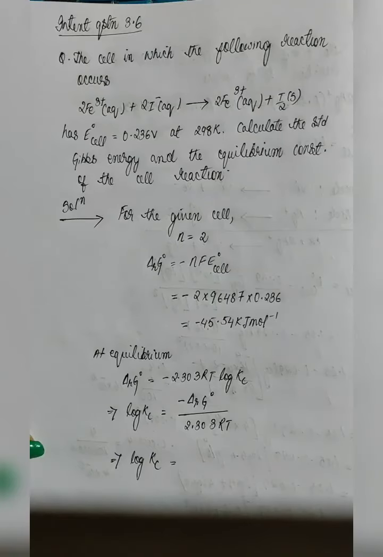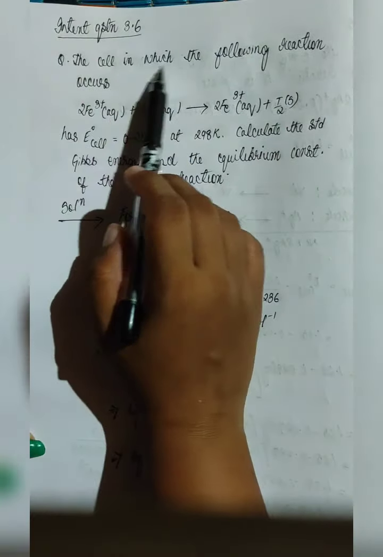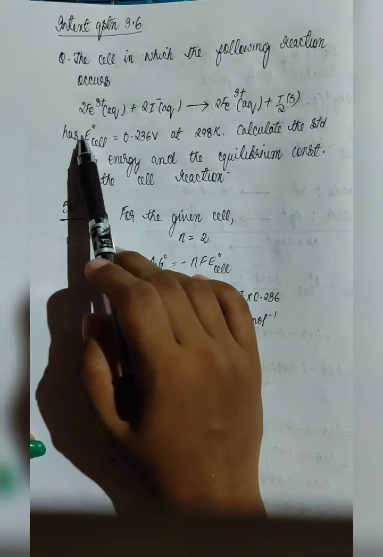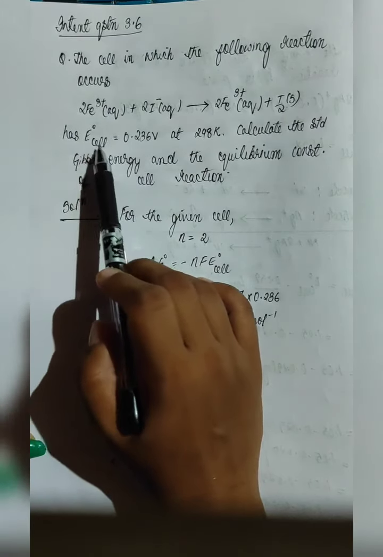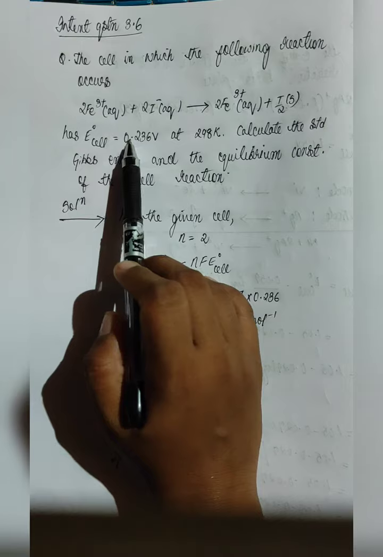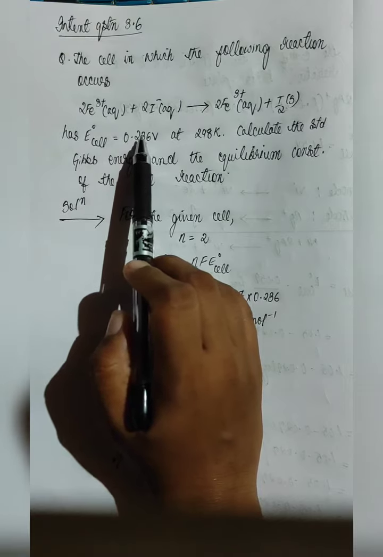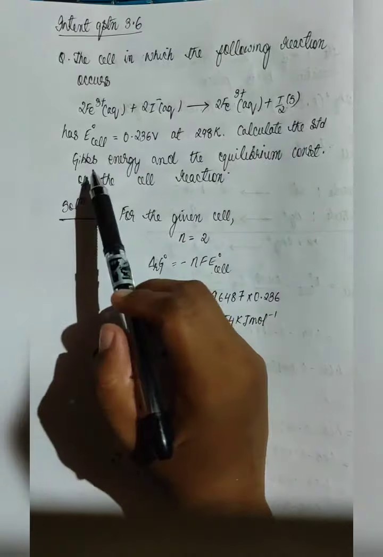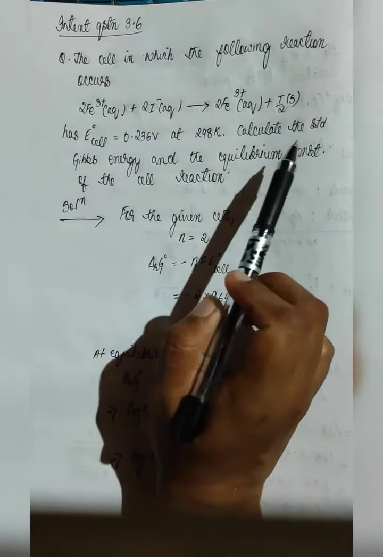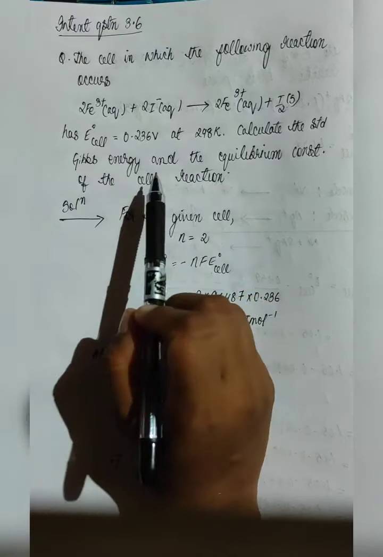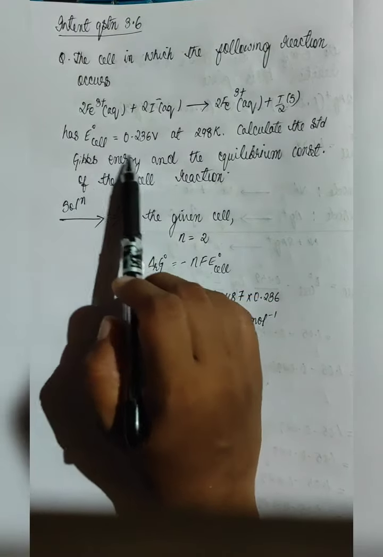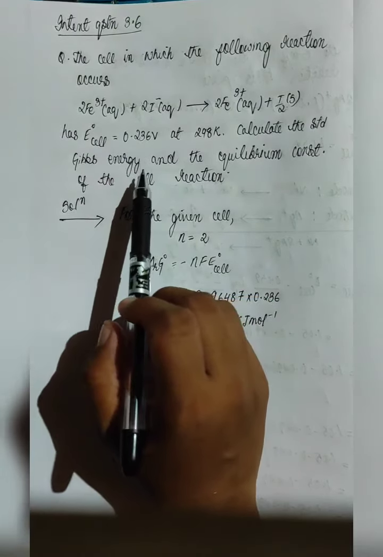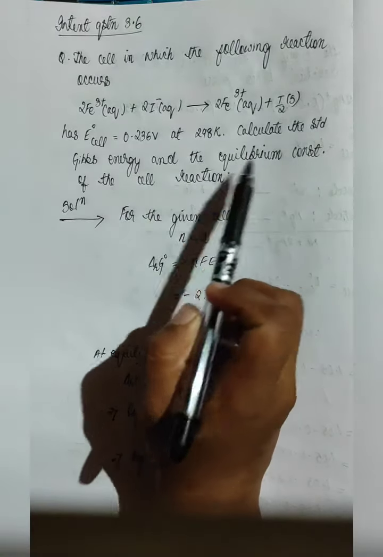Let us see the next numerical. It's your in-text question 3.6. The cell in which the following reaction occurs, the reaction is given, has E0 cell, that means the standard cell potential, given as 0.236 volt at 298 Kelvin. Calculate the standard Gibbs energy and the equilibrium constant of the cell reaction. We have already done one numerical with Gibbs energy, but here we will also be doing equilibrium constant.